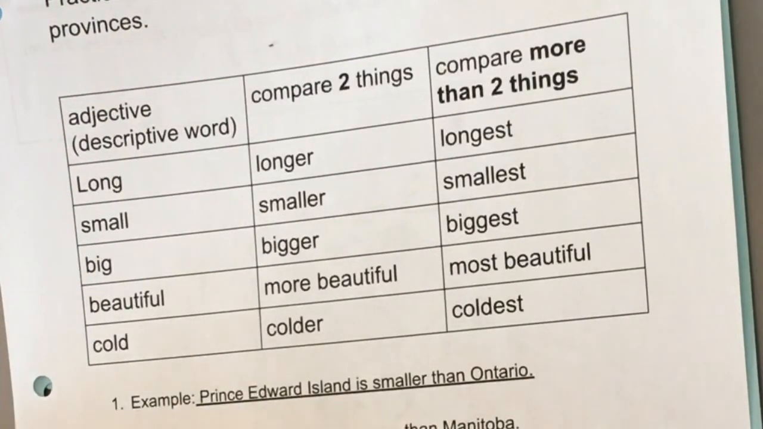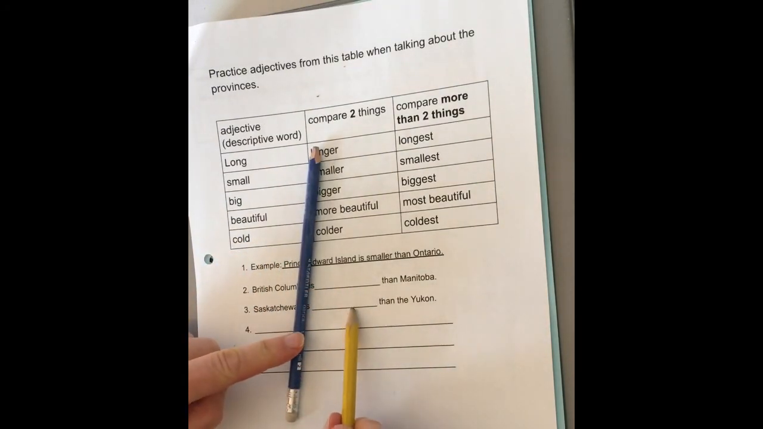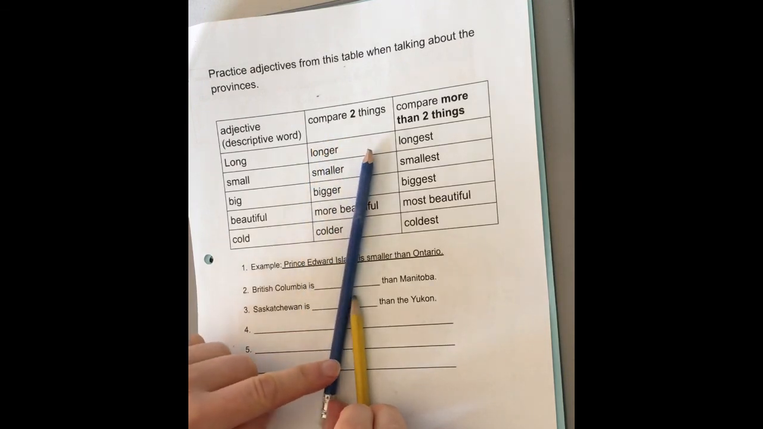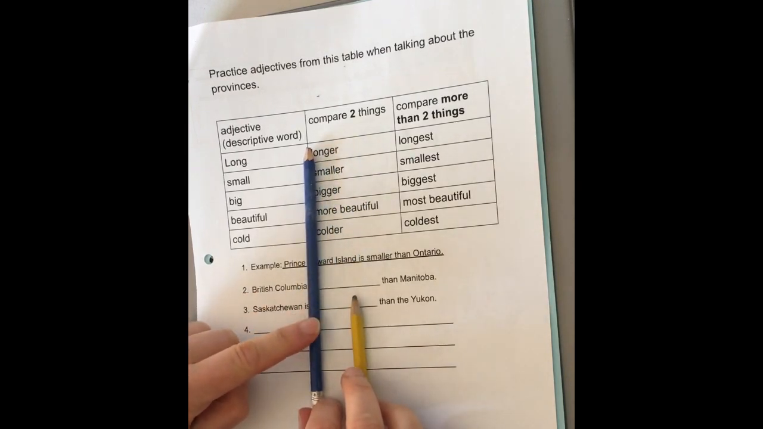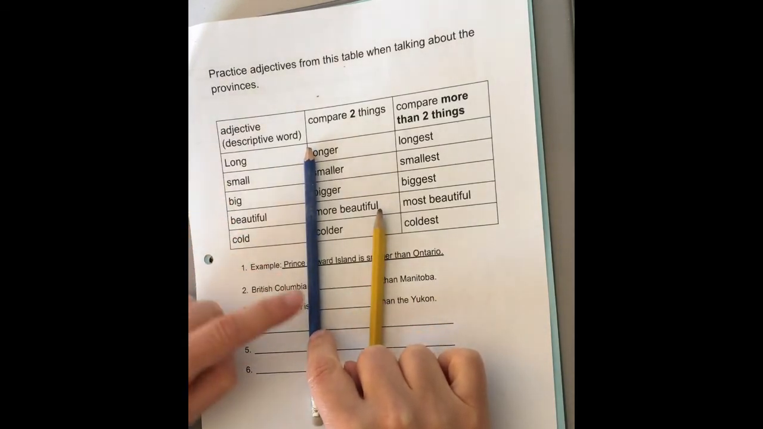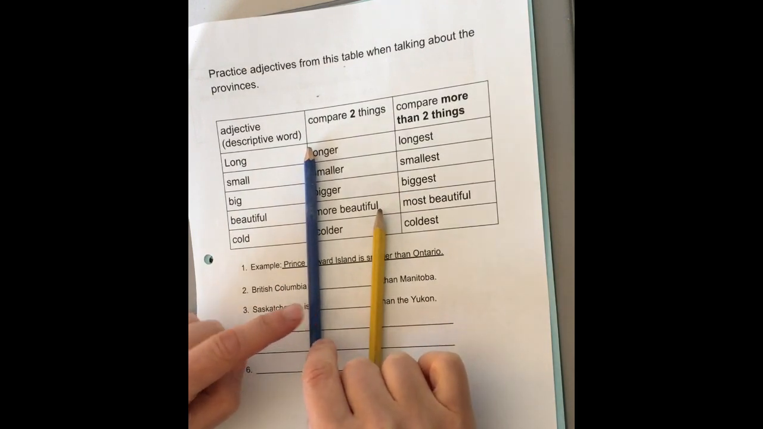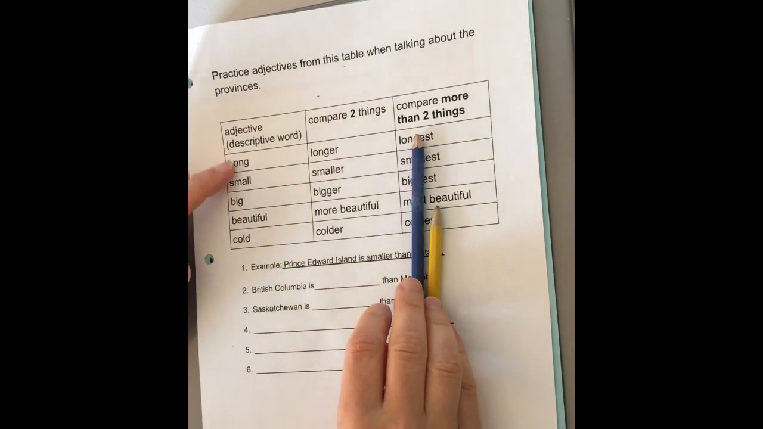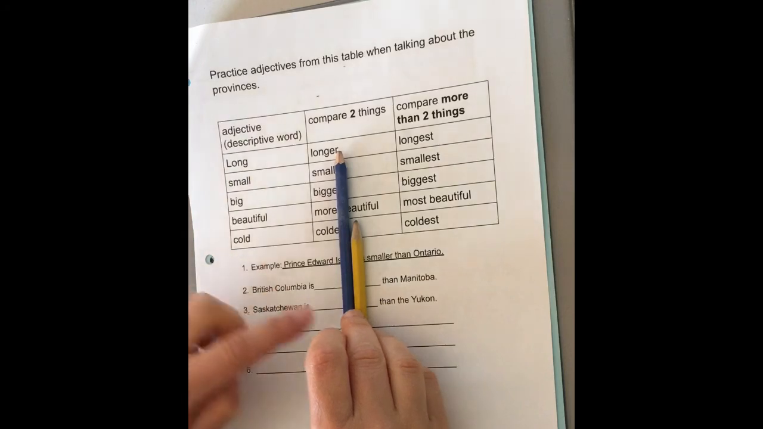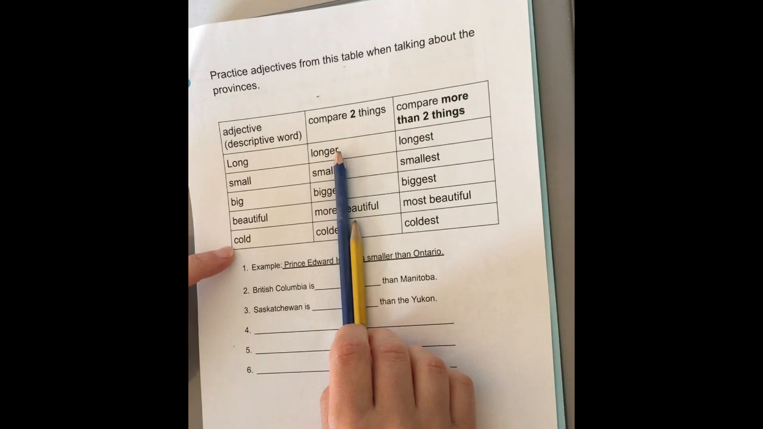So if I'm talking about a pencil, an adjective would be blue. This is a blue pencil. This is a long pencil. This is a small pencil. This is a big pencil. This is a beautiful pencil. And this is a cold pencil. So anything that's talking about a noun, a thing, like pencil, chair, shirt, you can use adjectives. Adjectives can be colors or they can be descriptive words.